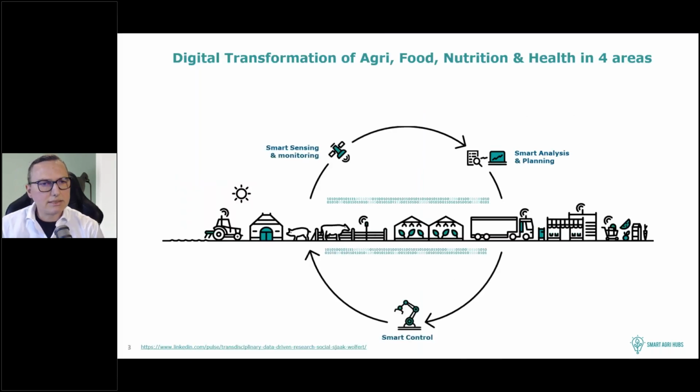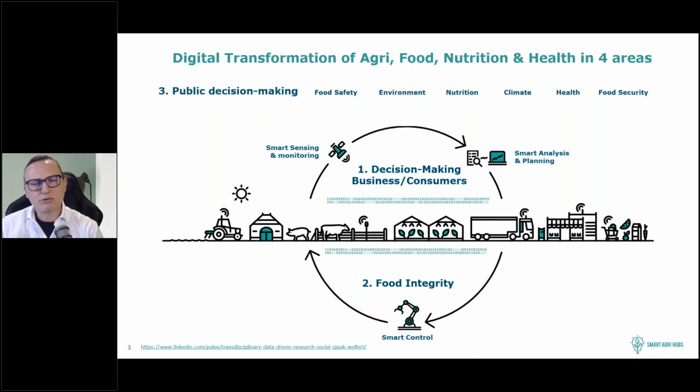Therefore, we have here one famous slide when we are talking about Smart Agri-Hubs. It's about digital innovation in the agri-food chain. It's about decision making, about business, consumers. When we're looking at the overall chain, we have analysis, planning, control, sensing, monitoring. It's about food integrity. We are talking about public decision making. So there are a lot of topics coming up.